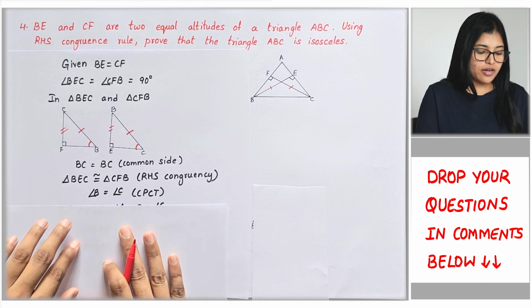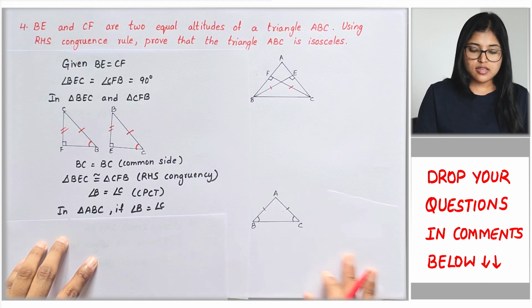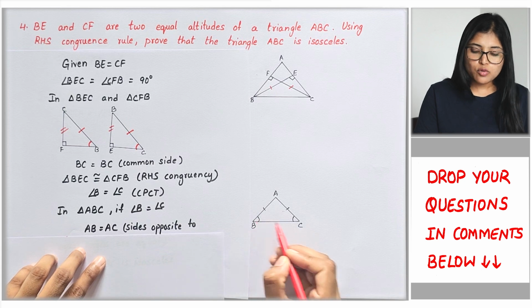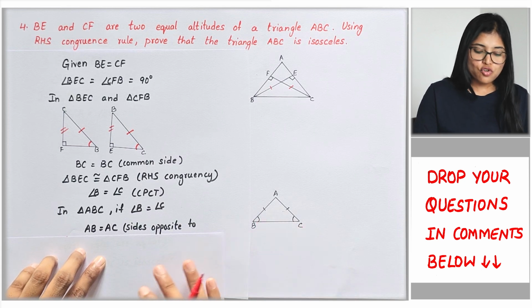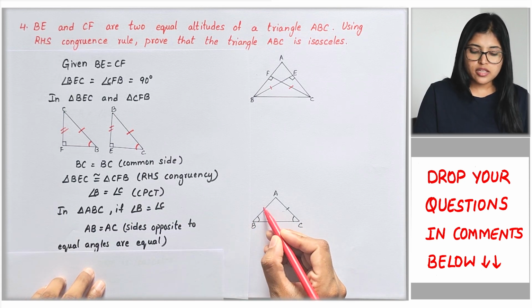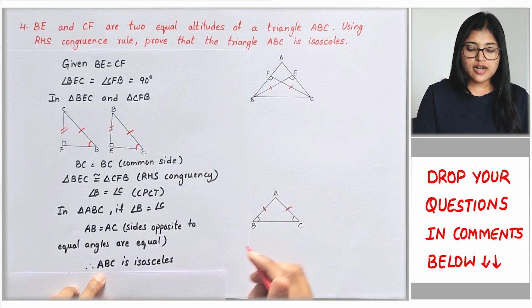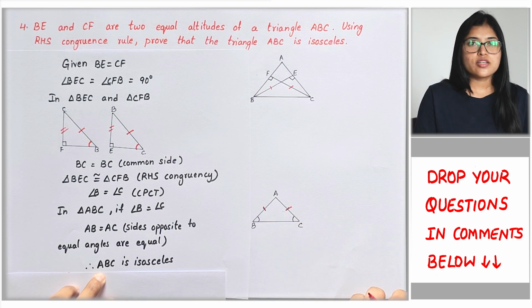Let's see how to do that. Consider triangle ABC. Here angle B equals angle C. Now if angle B equals angle C, then sides opposite to the equal angles should be equal, that is AB should be equal to AC. If two sides are equal, that means ABC is an isosceles triangle.